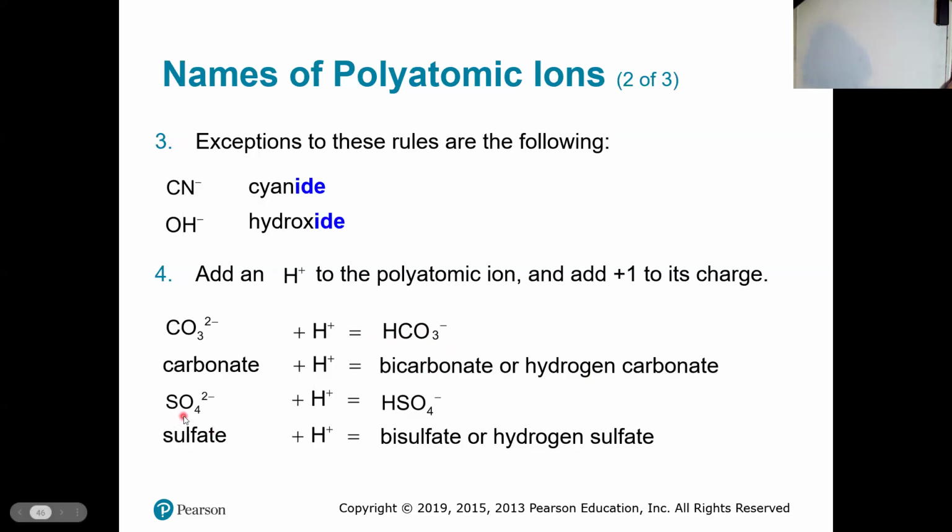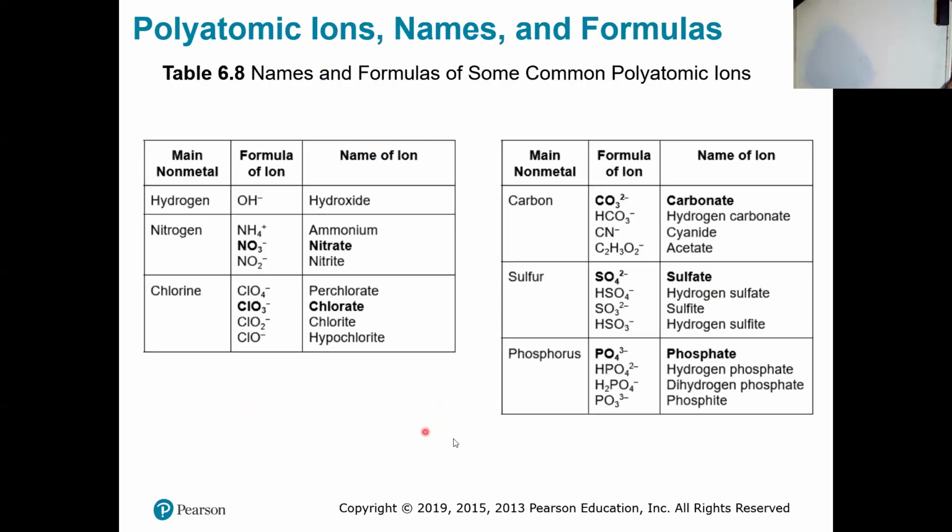The same thing happens with our sulfate ion. We have SO4 with a -2 charge. If I add a hydrogen ion to it, it becomes HSO4 with a -1 charge. So we added a hydrogen and we removed one of our negative charges. The name of this is going to be either hydrogen sulfate or bisulfate. If you go back to our chart, you'll see that repeated. You have the same patterns throughout the table of your polyatomic ion names. They're not just random names, even though it might seem random at first.